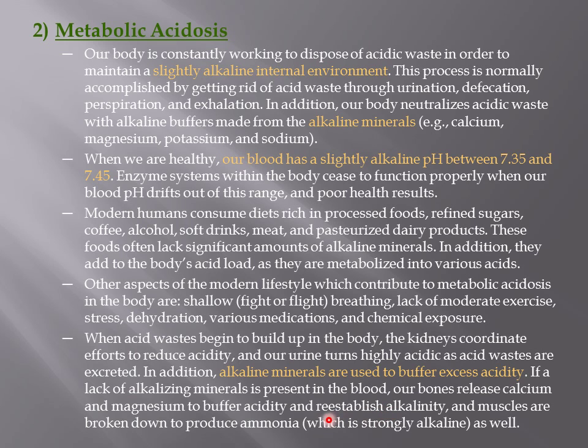And also the muscles start to be broken down to produce ammonia, because ammonia is strongly alkaline. Ammonia is definitely not a very good compound to have floating around in our bloodstream. It's somewhat damaging to our tissues. So really what starts to happen is our muscles start to break down, we start to lose strength, our bones start to break down, we start to get osteoporosis. Many alternative health practitioners feel that metabolic acidosis is the root cause of virtually all disease. So clearly this is something we want to avoid.